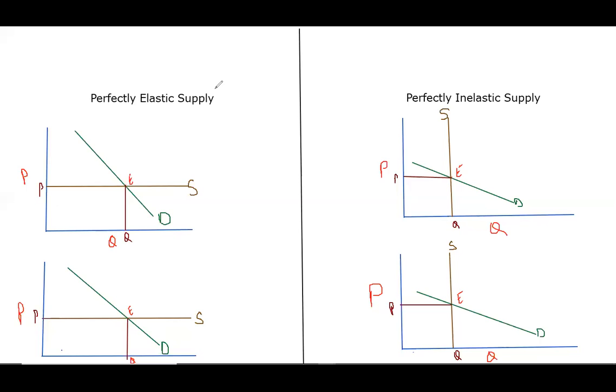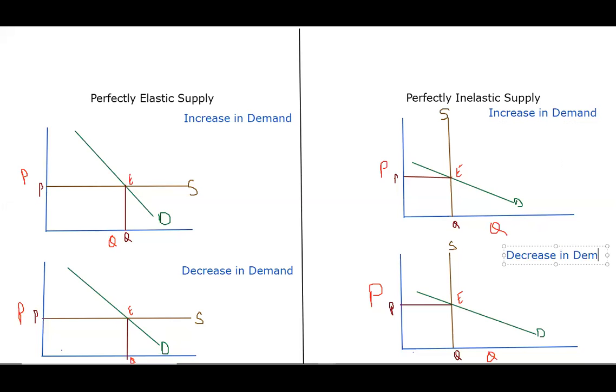So there are going to be 2 cases in both the categories. First one over here is when the demand increases, so increase in demand. In the second case, we are going to do decrease in demand. Again in this one, we are going to do increase in demand, and over here decrease in demand. This is what we are going to do, right?